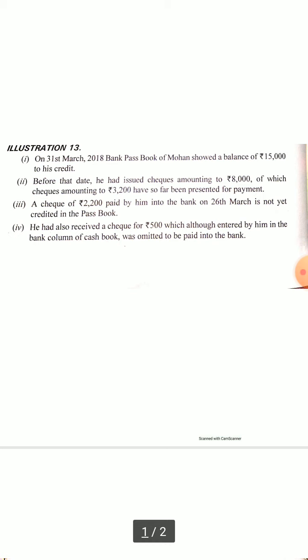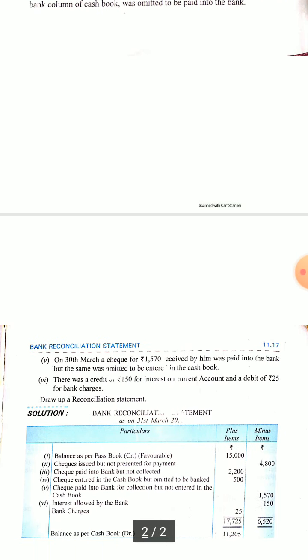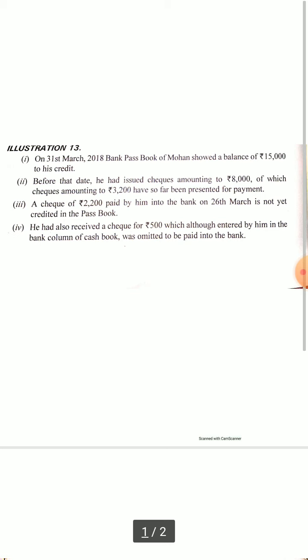Again, the question says that before that date he had issued checks amounting to rupees 8,000 but checks presented were rupees 3,200. So the deficit of 4,800 will be there in cash book because the cashier has entered it in credit side but passbook has not debited it because bank doesn't know about these checks. So if we want cash book balance from this passbook balance, we have to deduct it from the balance, so we will write it in minus columns.